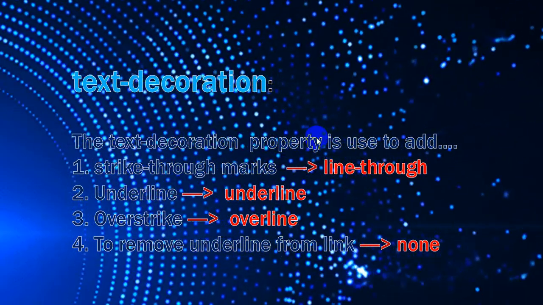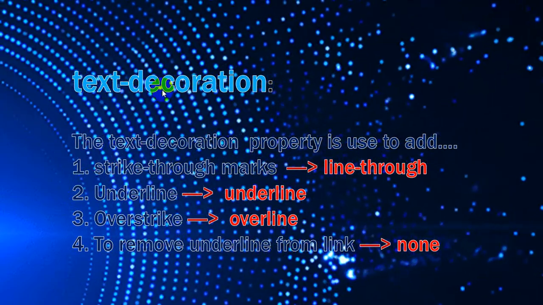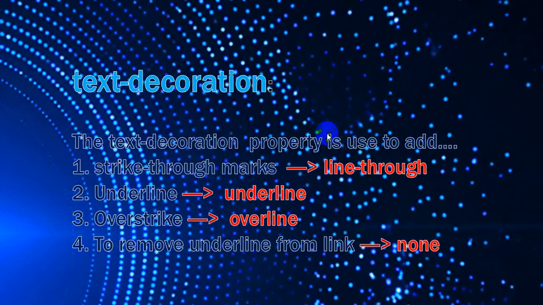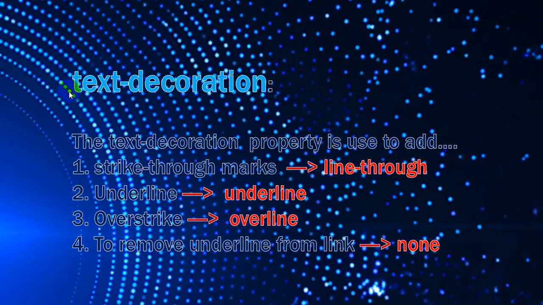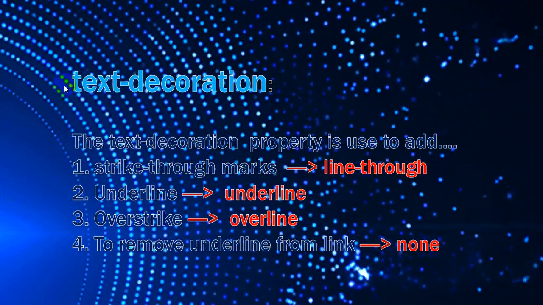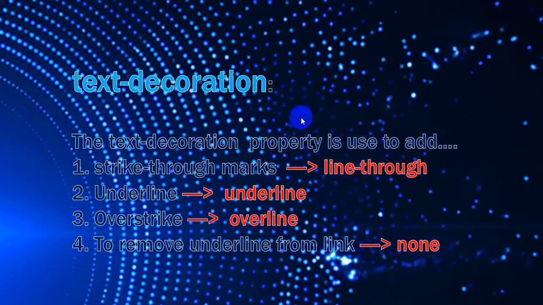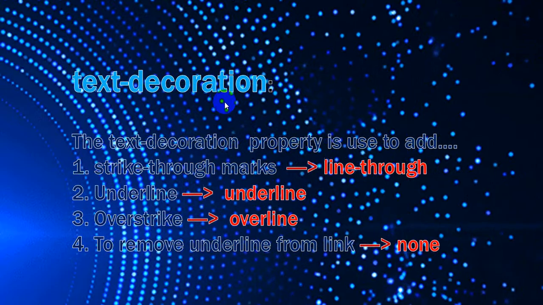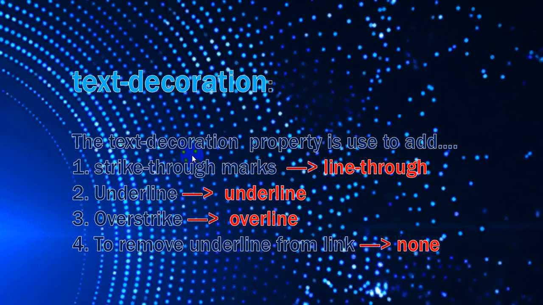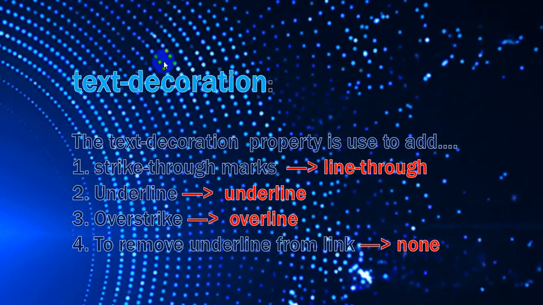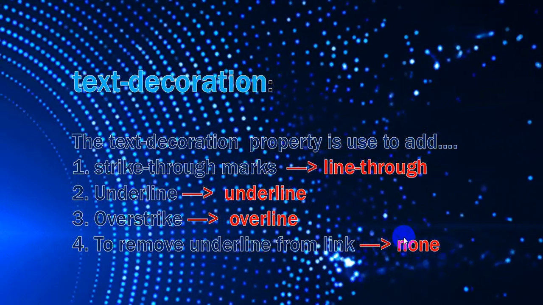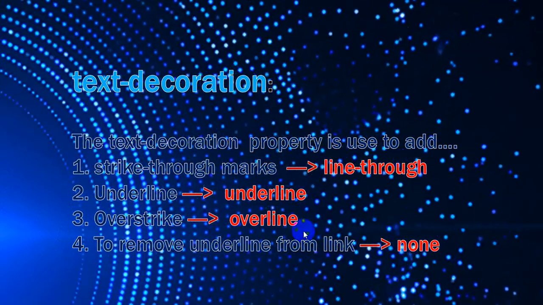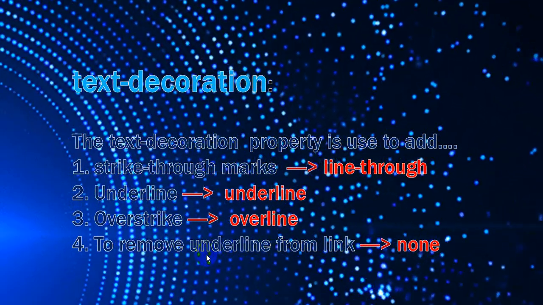One is line-through. If you use the text decoration property and assign the line-through value, it will draw a simple line over the text. Okay, it will cut the text. And underline will assign an underline just below the text. If you assign overline, it will assign a line over the text. And what is the use of none? If you use text decoration as none, it will remove the underline from a link.